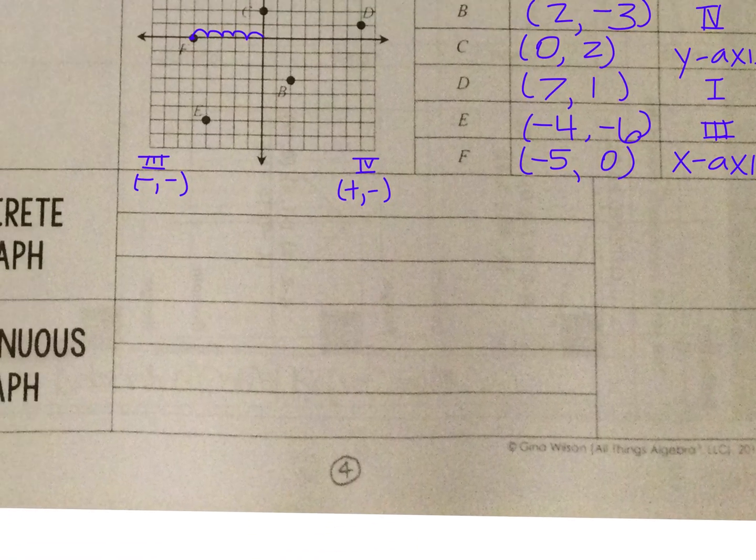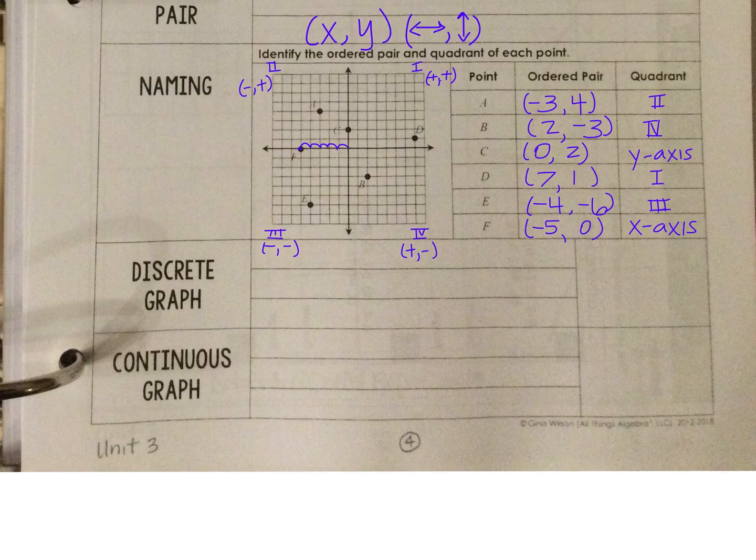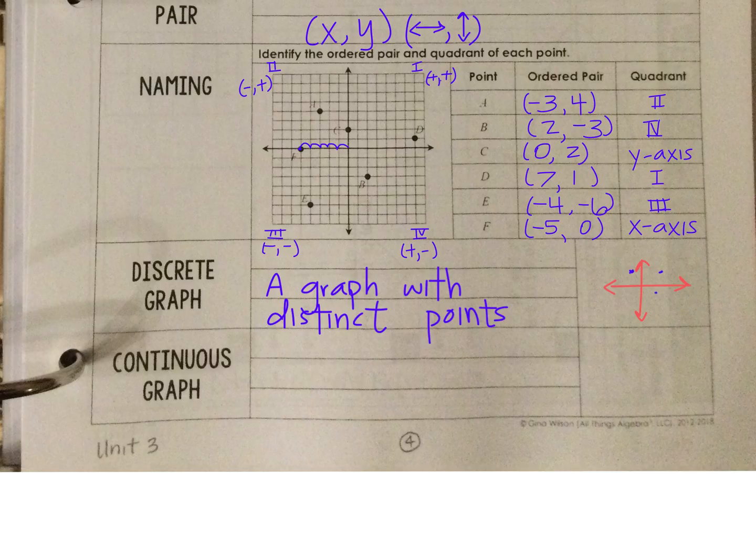We have 2 different kinds of graphs. We have a discrete graph and a continuous graph. The graph we just dealt with is a discrete graph. A discrete graph is a graph with distinct points. So if I have my coordinate plane right here, and then just like the one above, I've got points. This is a discrete graph because it has points on it.